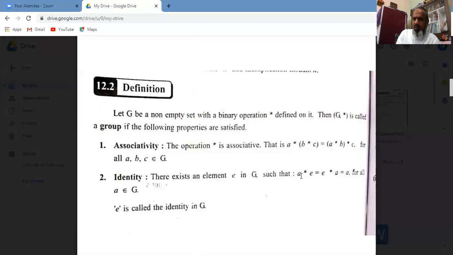So you have to take any element in the group G. If E exists in G, E is an element of G, such that it satisfies this condition, A star E is equal to E star A is equal to A. With respect to addition, 0 belongs to G, and A plus 0 is equal to 0 plus A is equal to A. So 0 is called the additive identity. If the binary operation is multiplication, if A belongs to G and 1 belongs to G, A into 1 is equal to 1 into A is equal to A. So 1 is called the multiplicative identity in G.